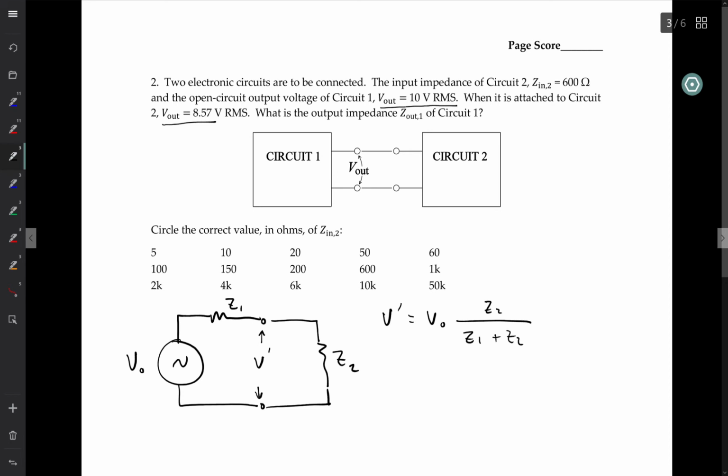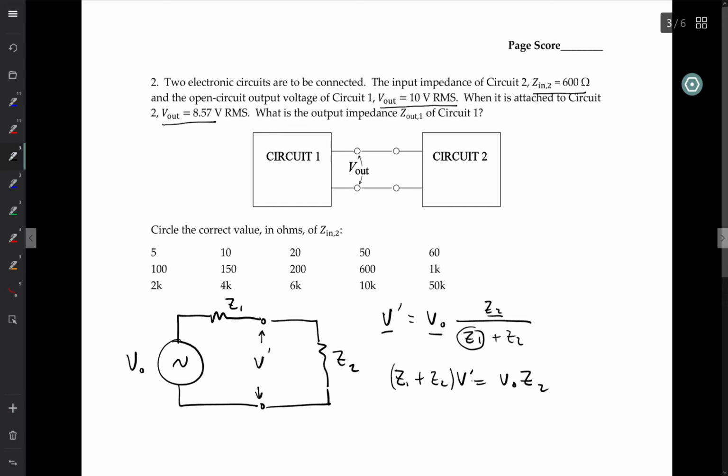So here's the equation. I just need to solve it for the unknown. Now I'm given this one, I'm given this one, and in this case I am given the input impedance of circuit 2. So I'm given Z2, and I need to find Z1. So I will then rearrange this equation and find Z1. So I have Z1 plus Z2 times V prime is equal to V out times Z2.